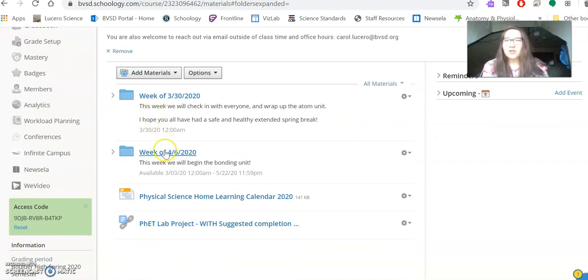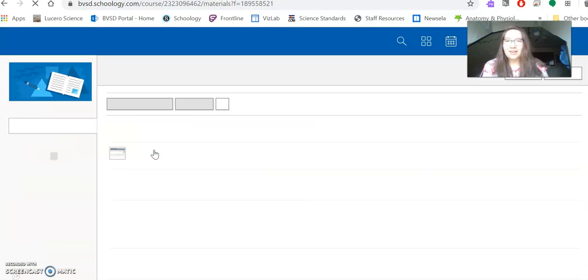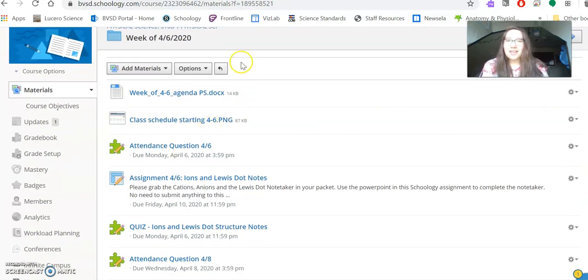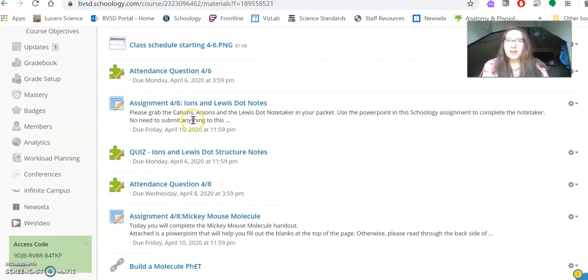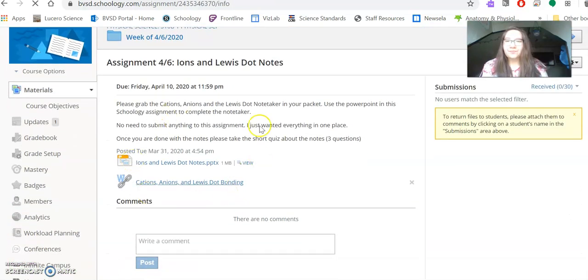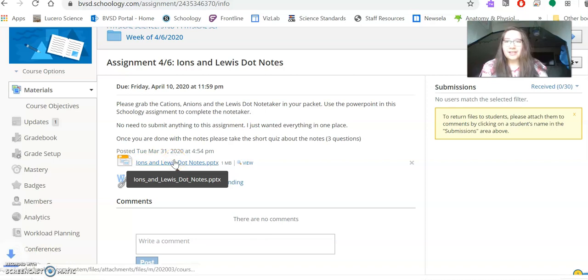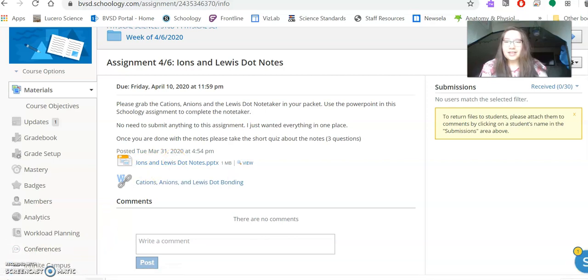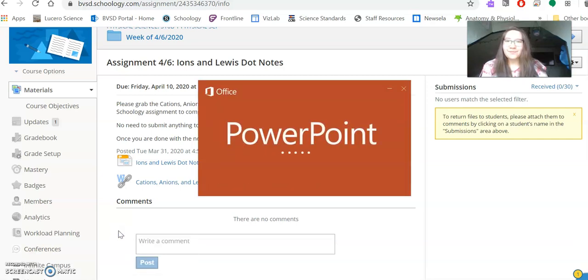So we're going to go into the week of April 6th, 2020, where we're going to begin our bonding unit. And everything in here is pretty much organized by the day. So you're going to find the note taker and the PowerPoint in here. You should have this note taker already in your take-home packet, but you will need the Ions in Lewis dots PowerPoint. So we'll open that up. It'll most likely have you download it, and I'm going to open it as soon as it's done here.